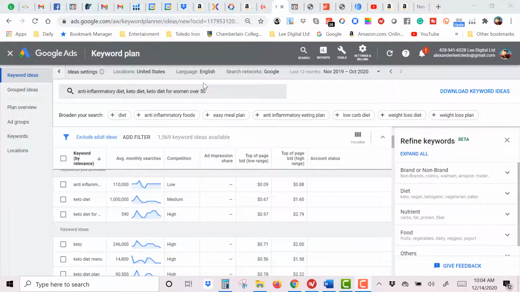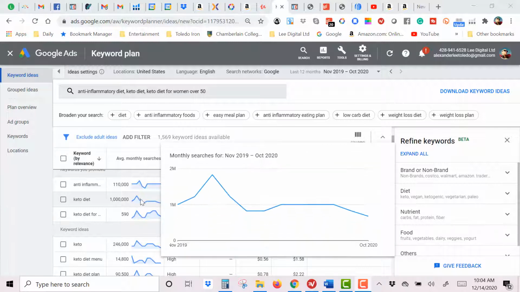All right, so I'm here in Google Ads Keyword Planner, and I want to show you here the word keto diet. Monthly searches 1 million. That's average for the last 12 months. So you have to scroll over this section here, and I want you to pay attention to this. As you can see that the search volume, November, December, it's going up. January, it's going up, and then it starts to drop.